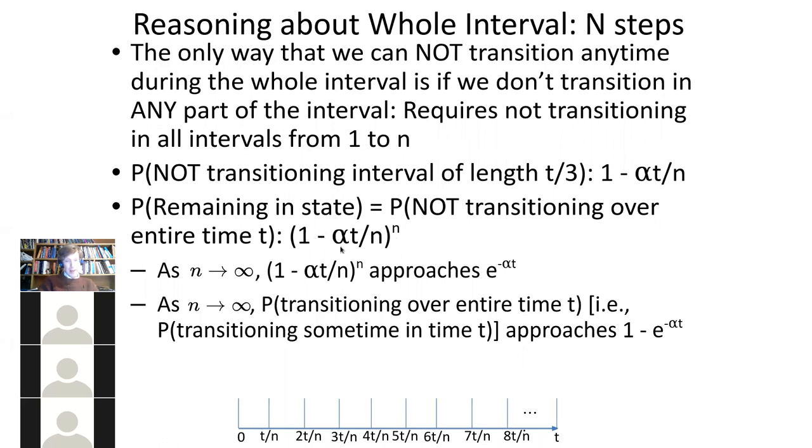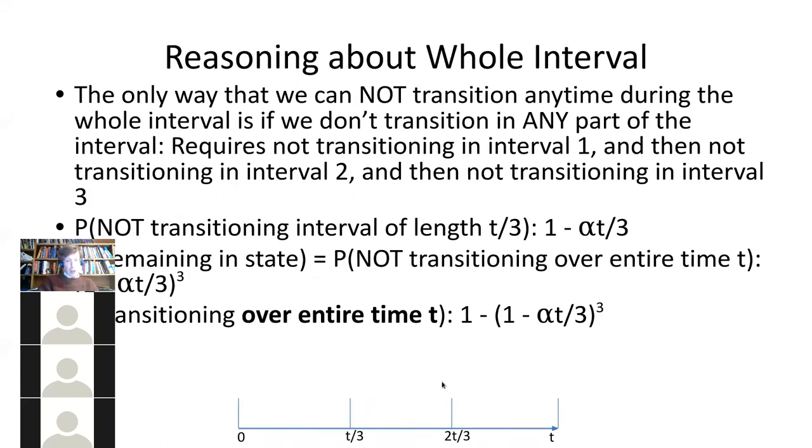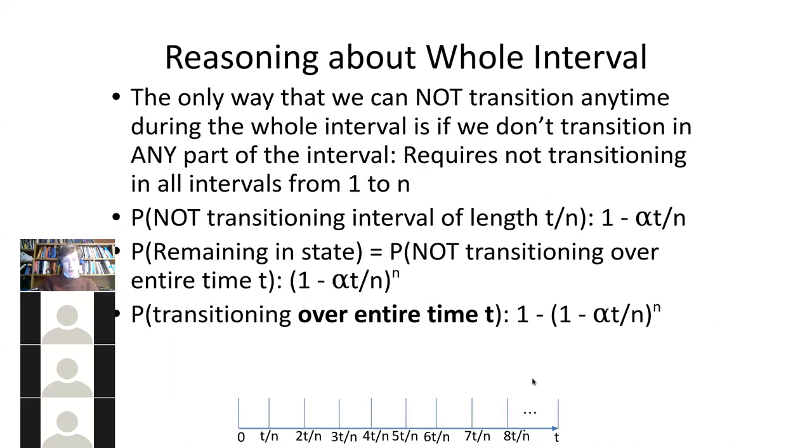If you have this, the only way you remain in the state is if you dodged it every one of these times. That's why you get the multiplication. You have to dodge it the first one, and then you got to dodge it the second one, and then you got to dodge it the third one. Only if you dodge all three of them can you survive, right? You've got to dodge these three bullets. That's why it's like (1 minus alpha t) cubed. And if you have n of them, you've got to dodge it all of those times, the first time, and the second time, and the third time. And so your chance of having dodged it all those times goes up as this.